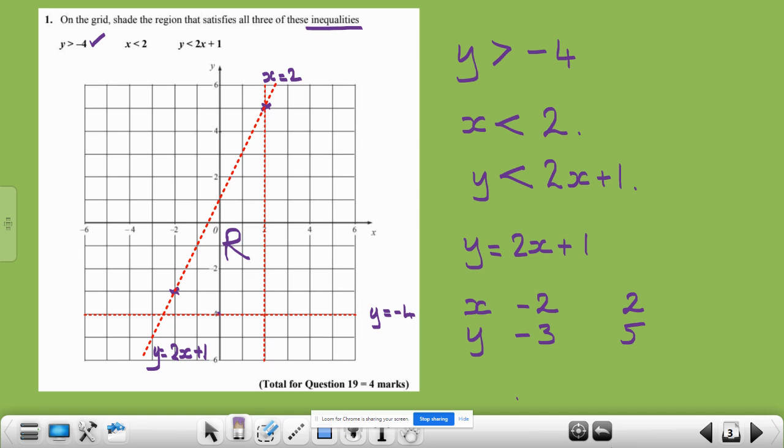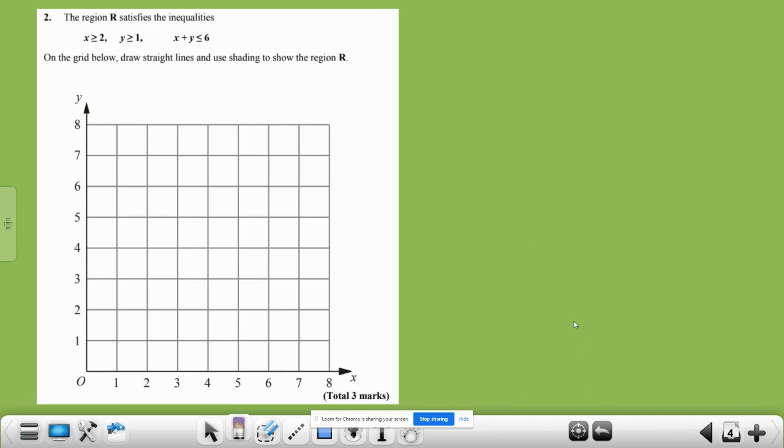Okay, I've got one more example, but if you feel confident, you can have a go yourself. So if you want to have a go, pause the video and try it for yourself. If not, stick with me and we'll do it together.